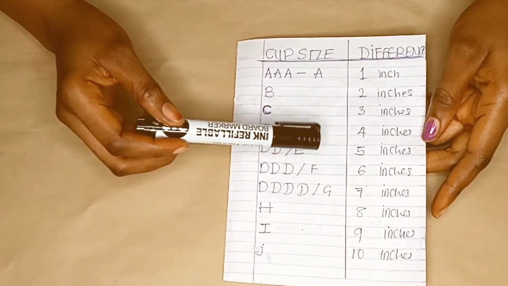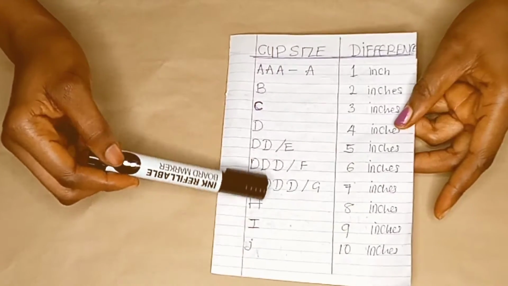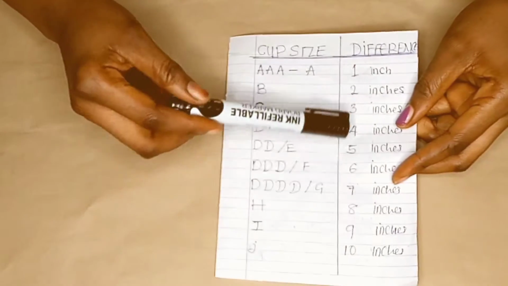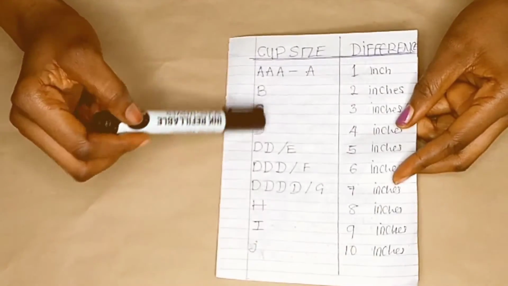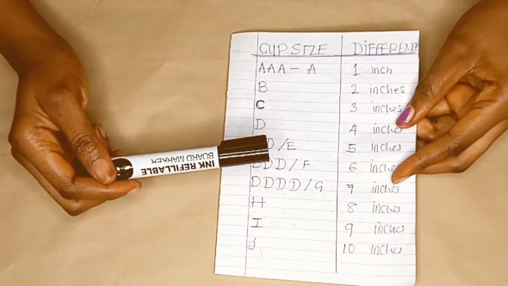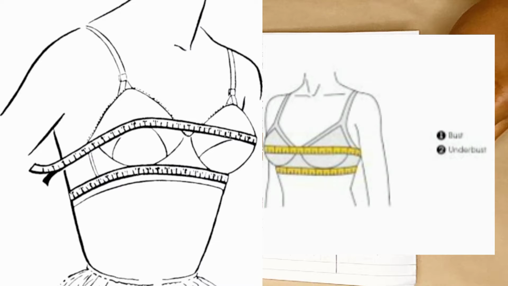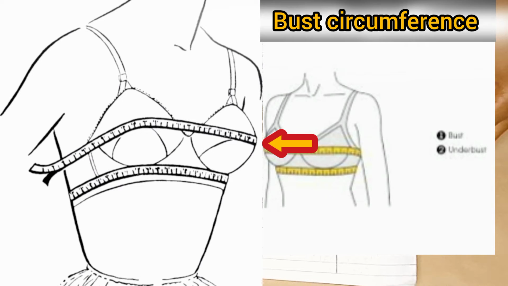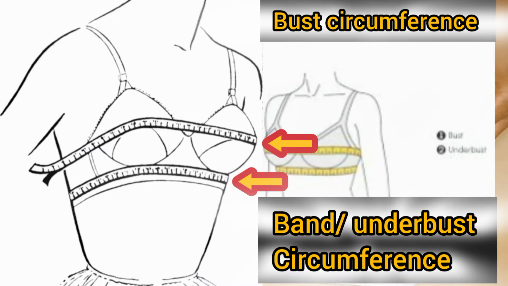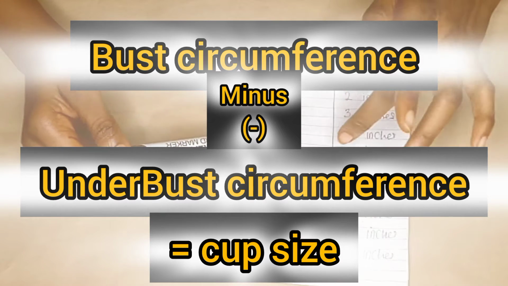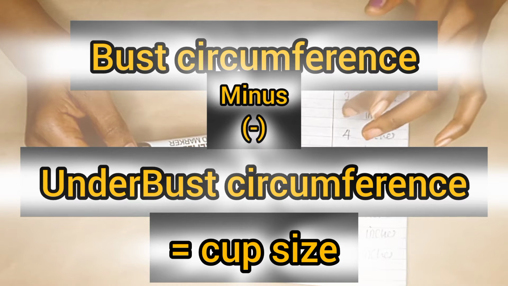So majority of us don't know the difference when somebody says they are having A cup for their bra size or for their bust size, or B cup or C cup, given the case as it may be. So I've gone ahead to prepare it in simple terms for you guys to understand. Okay, in order to determine the cup size of a person's bust, two things are involved. One is the bust circumference, and the second one is the band or the under bust circumference. So the difference between the bust circumference and the under bust circumference is what will result to the cup size.